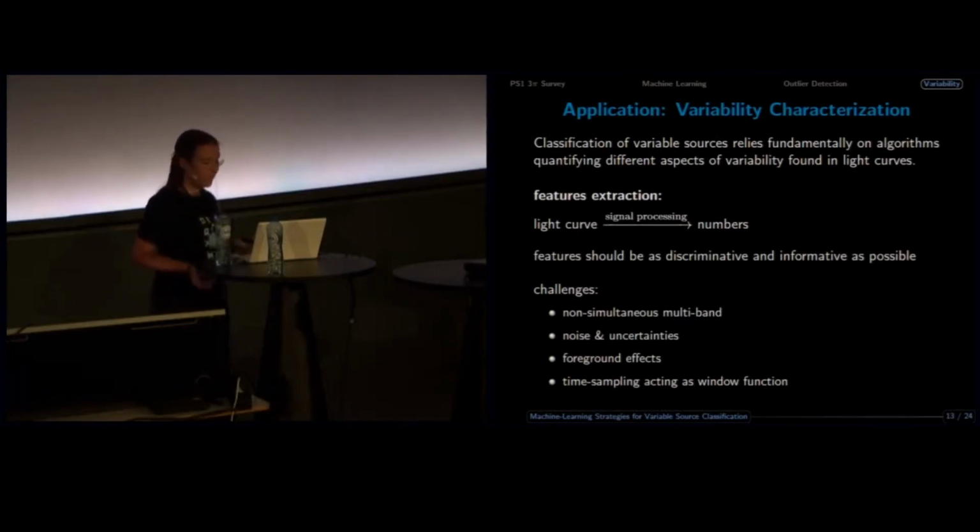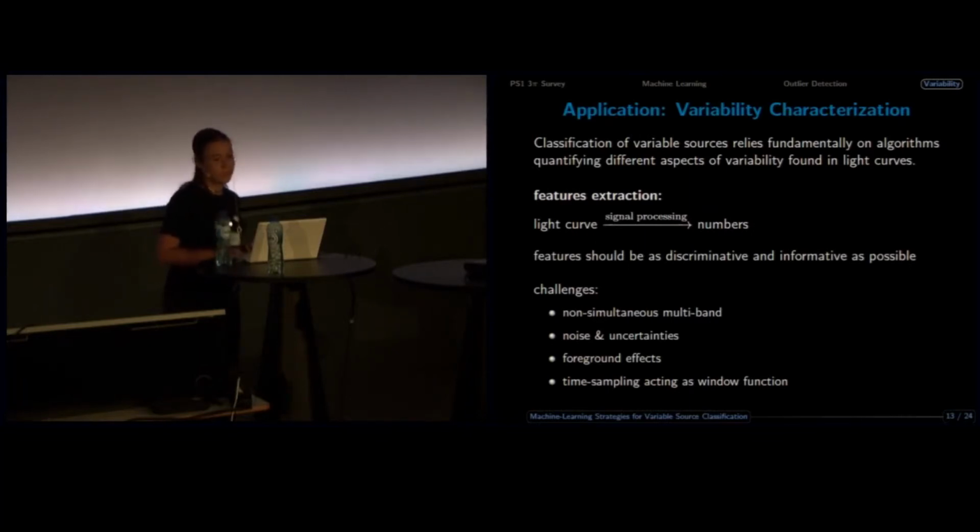Then, as usual, we have noise, we have uncertainties in our data, we have some foreground effects, and the time sampling, as you have seen in the light curve I showed in the beginning, affects a lot how light curves look. So we could miss some characteristic features, we could miss some periodicity and so on, and quite often, because we don't know about the object, we don't know what we are missing.